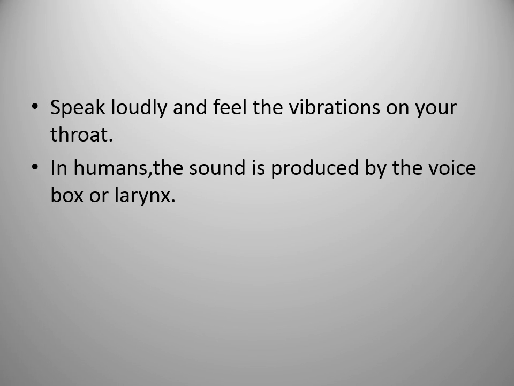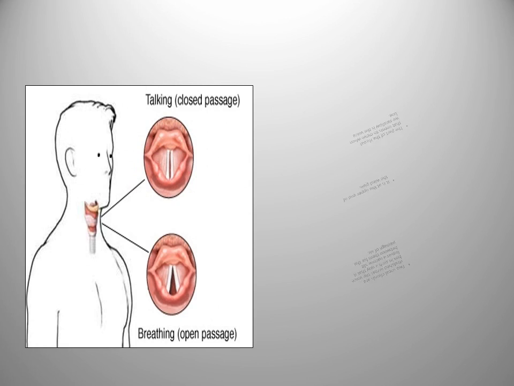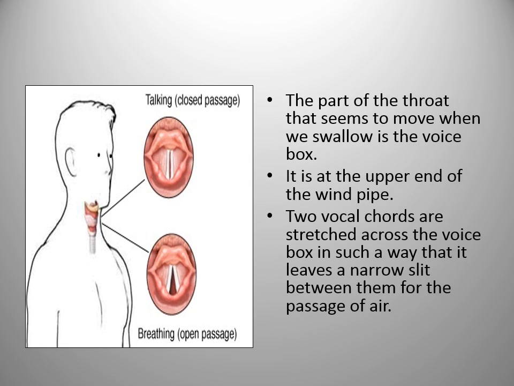So in humans, the sound is produced by the voice box or larynx. We have seen that the voice in human beings is produced by the vibration of the voice box or larynx. What is larynx or voice box? The part of the throat that seems to move when we swallow is the voice box. We can feel it. That is called the voice box. It is at the upper end of the windpipe.